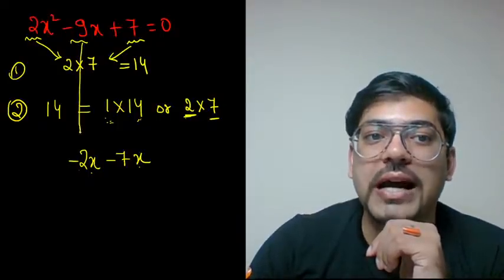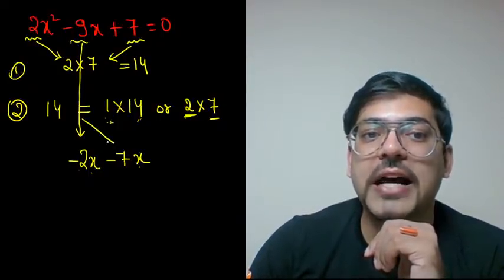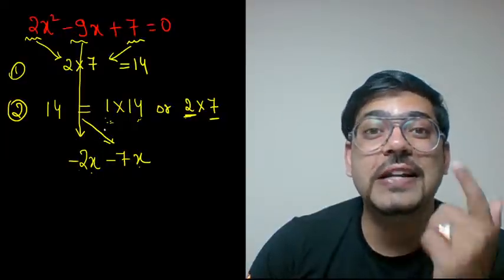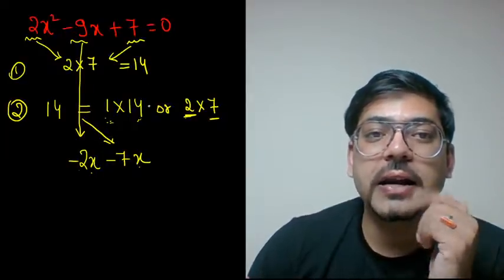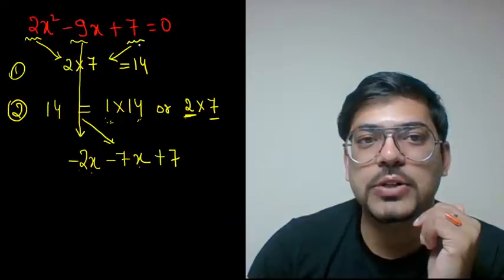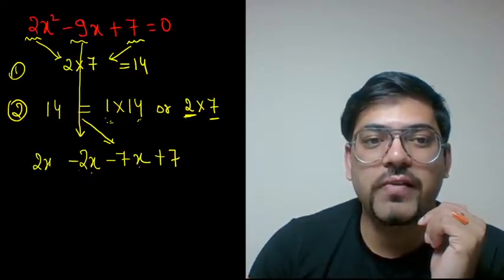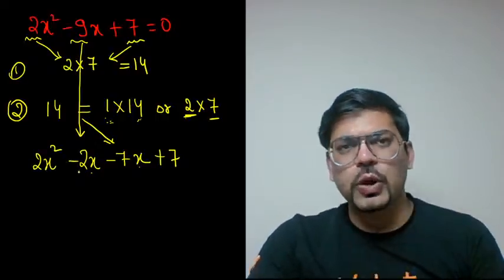So this is called middle term splitting. The middle term has been split into two portions. That is called middle term splitting. Fine. And the remaining plus 7 will be as it is, this constant part, and this 2x square will be as it is. First of all, tell me, did you all understand till here?